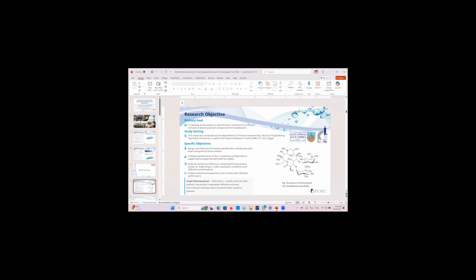Finally, we're going to evaluate the membrane efficiency of the 4 different configurations, and we're going to correlate that to the physical properties of each membrane.